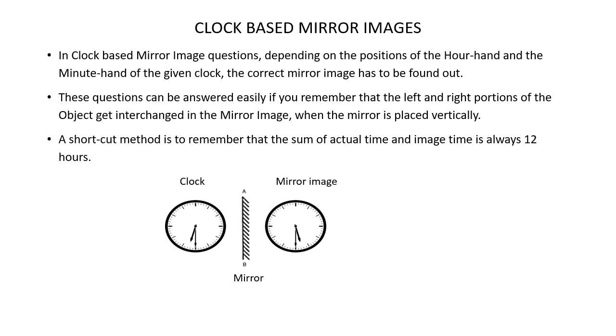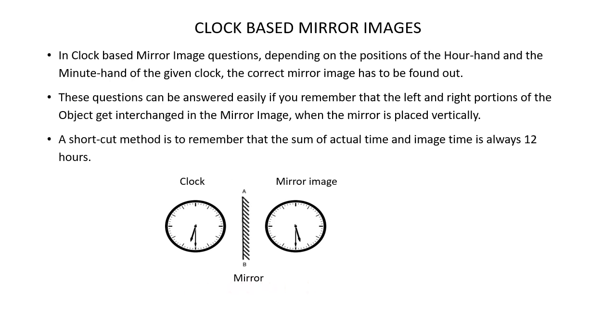Let's now understand a little about clock-based mirror images. In clock-based mirror image questions, depending on the positions of the hour hand and the minute hand of the given clock, the correct mirror image has to be found out. These questions can be answered easily if you remember that the left and right portions of the object get interchanged in the mirror image when the mirror is placed vertically. A shortcut method is to remember that the sum of the actual time and the image time is always 12 hours. Now let's understand this with the help of this example.